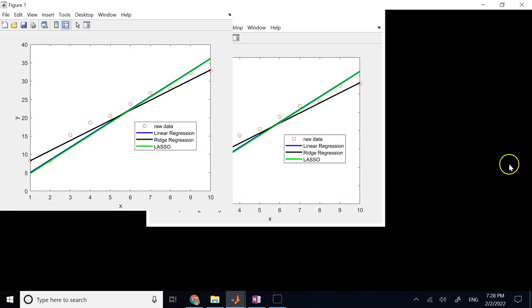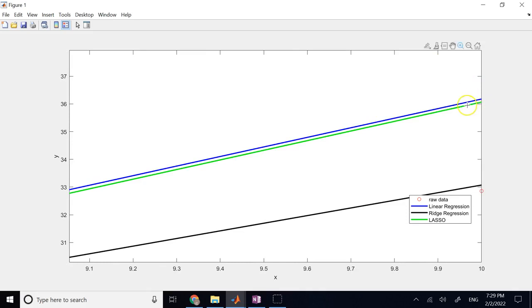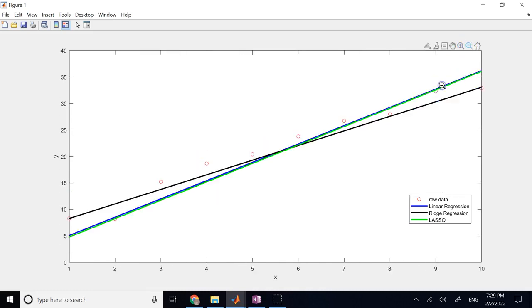So here we go. Raw data are the circles. Your linear regression is the blue line, green is the lasso, and black is the ridge. Clearly, you see the slope of the ridge is the smallest, the slope of the linear is the biggest. In this case, lasso is quite close to your linear, still smaller. If you zoom in, you clearly see that the lasso produces a smaller slope compared to the linear. But it is quite closer to the linear than to the ridge, okay?